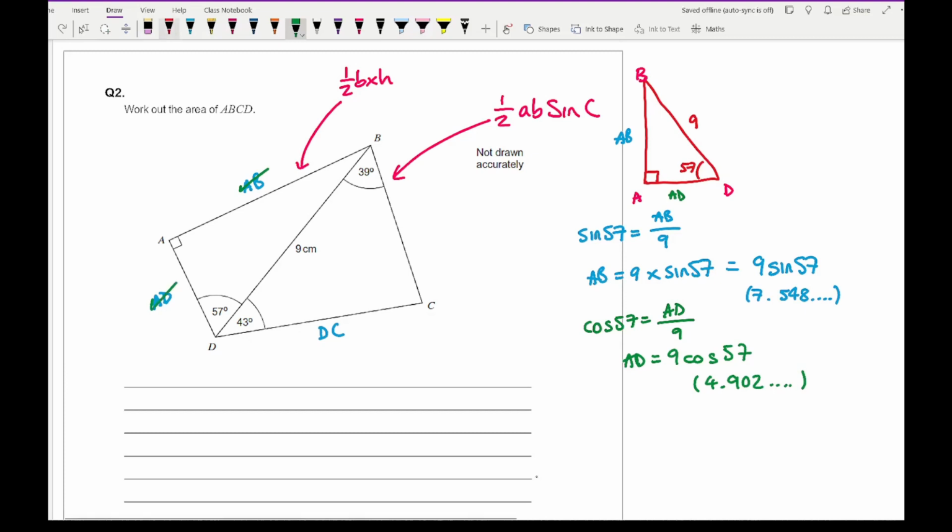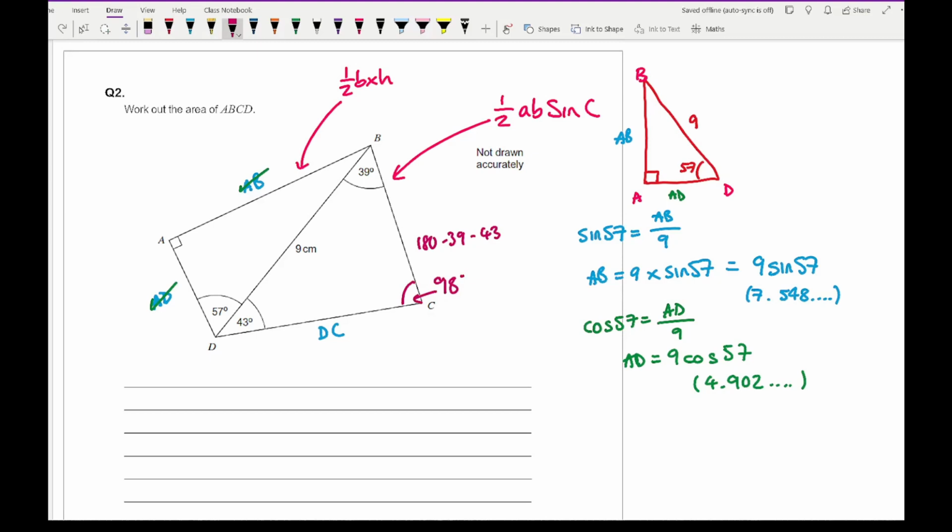The next thing for me to do is to work out DC. So let's use a different colour for that. To work out DC, I'm going to be using the sine rule. Now I can work out what this angle is because angles inside a triangle add up to 180. So 180 minus 39 minus 43 gives me an answer of 98 degrees.